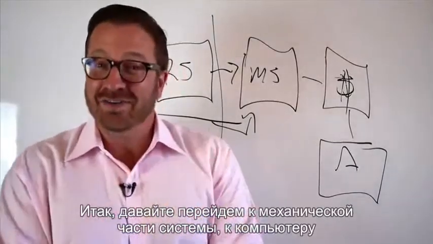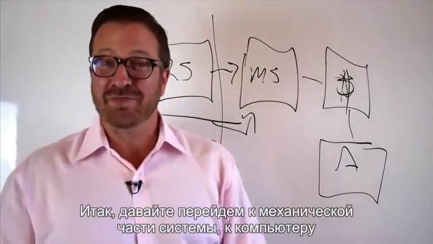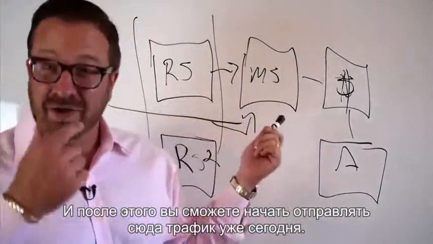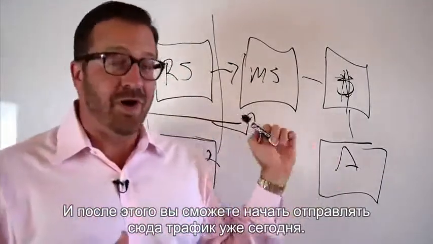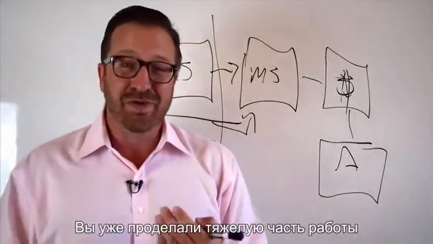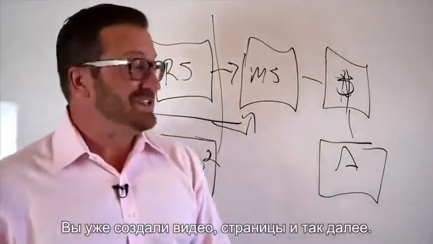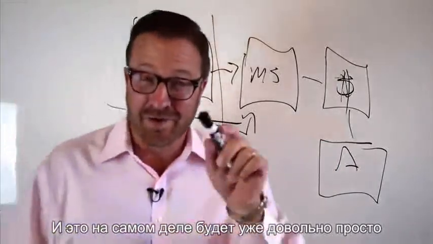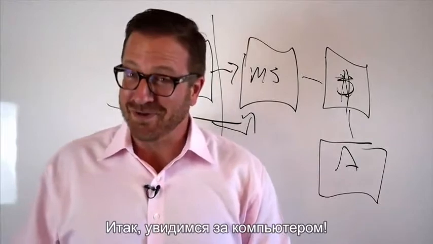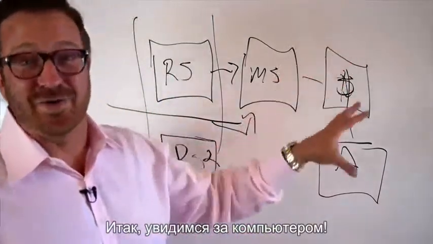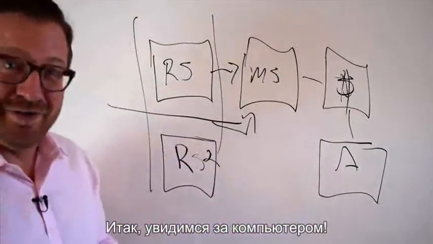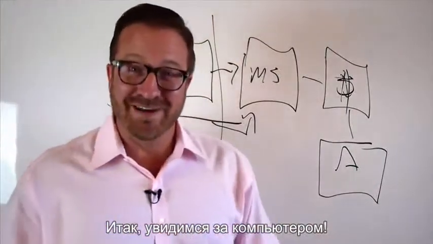Okay, so let's walk through the mechanical part of it on the computer. We'll get this sucker built. You'll be off to the races. After we do this, you can start sending traffic like today. You can build all of this stuff today because this is actually the easy part. You've done the hard part already, building the videos and building the pages and all of that kind of stuff. This is actually pretty simple, as you're about to discover, because Infusionsoft has a cool little secret weapon called the Campaign Builder, which allows us to sort of drag and drop stuff without having to really be that good at anything. It's wonderful. Okay, so I'll see you at the computer and we'll crank this puppy out.